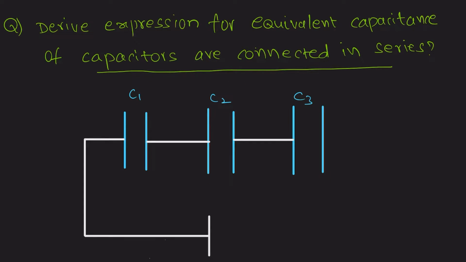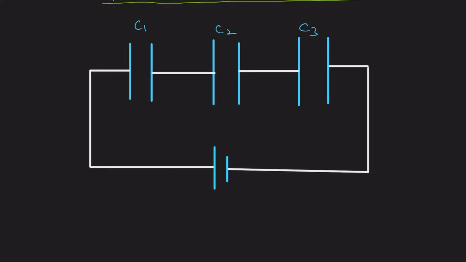See here, the other plate of C1 is connected to the positive terminal of the battery. The other plate of C3 is connected to the negative terminal of the battery. C1, C2, C3 are connected in series. So this is the series combination of 3 capacitors C1, C2, C3 respectively.